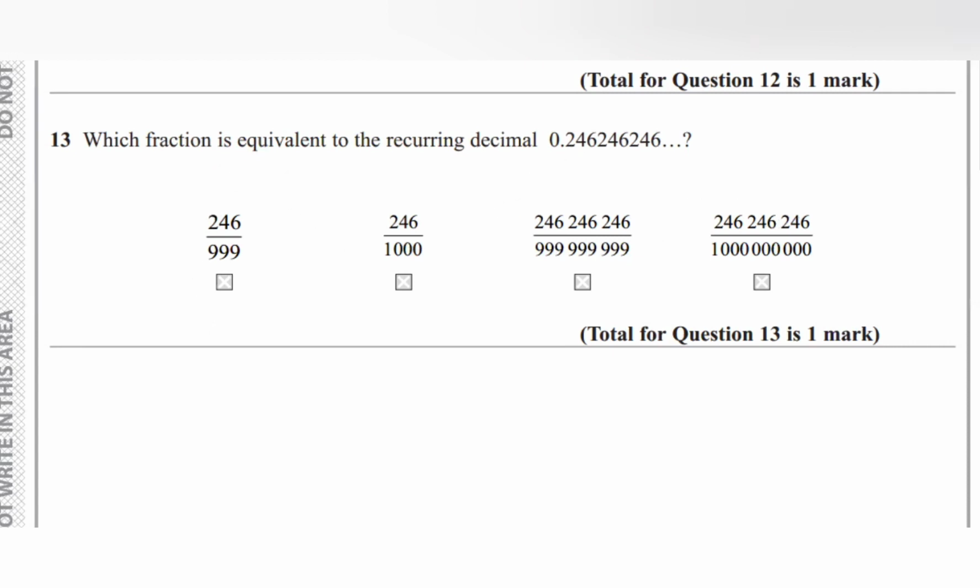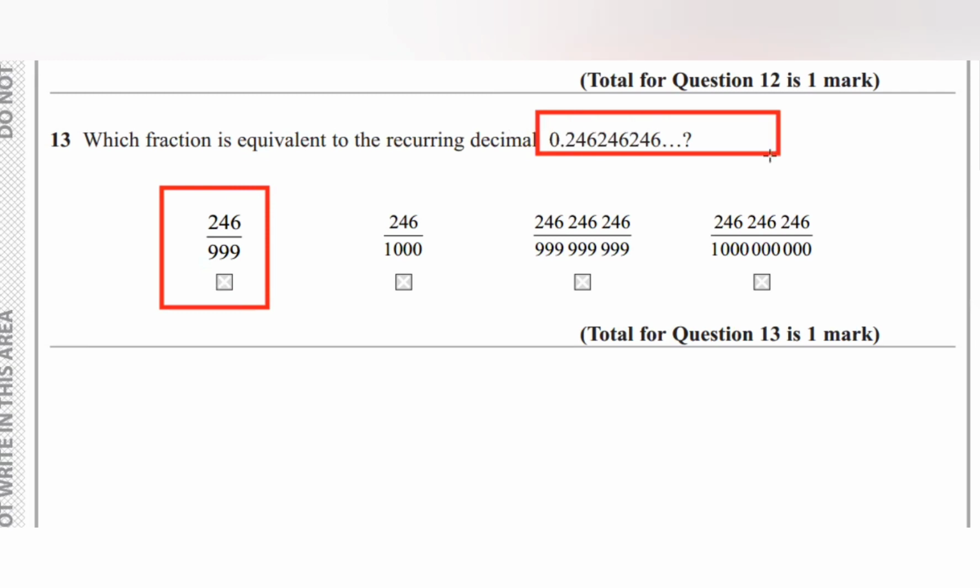You take this number here, divide it with the calculator, and check. If it gives you 0.246 with dots on top of them, or a line like this, because the line means recurring or repeating, and some calculators do it, or maybe you'll find some dots, maybe 3 dots, depending on the calculator that you're using, then this is the right answer.